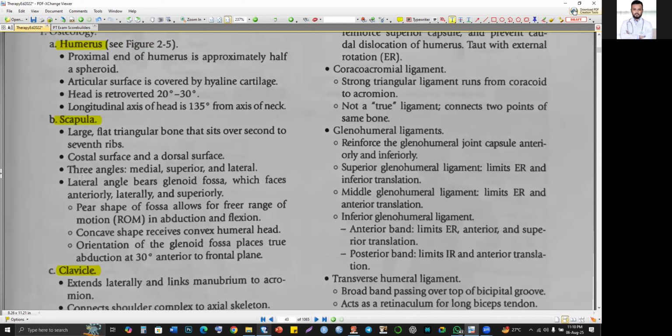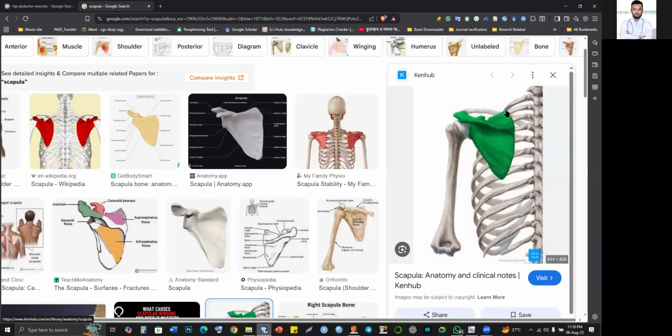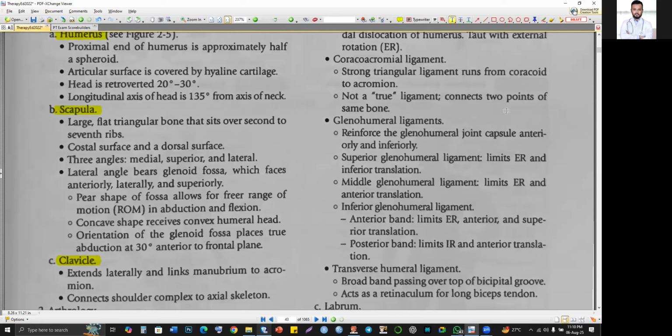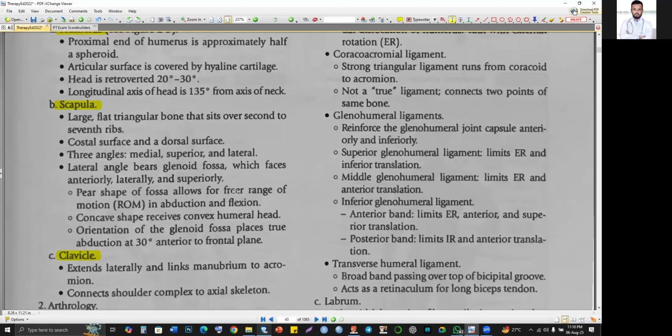Costal surface and dorsal surface. It has both surfaces, the costal and the dorsal; the posterior view of the scapula is dorsal, and the costal is the anterior view. Three angles, we know: the medial, superior, and lateral. So this is medial, superior, and lateral, right? Medial, superior, and lateral.